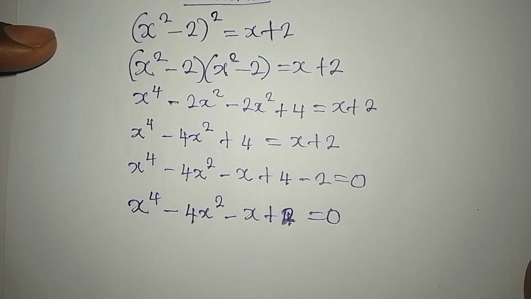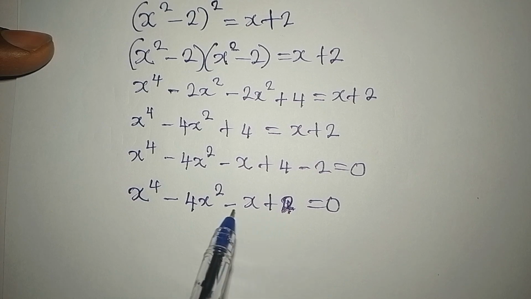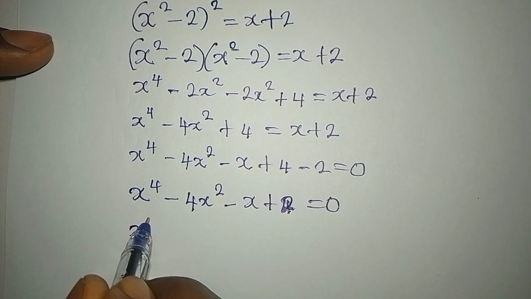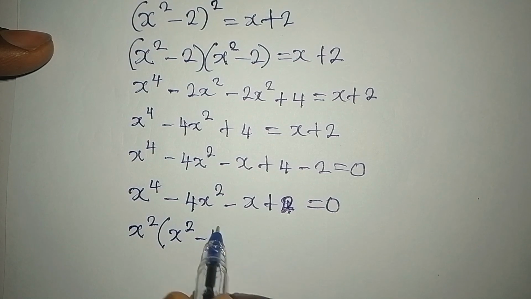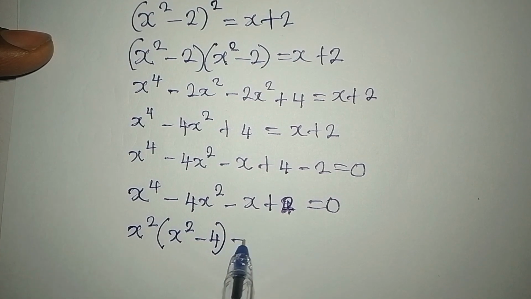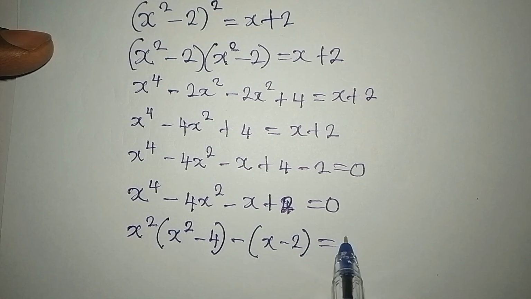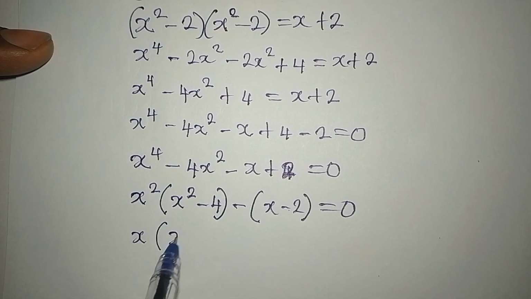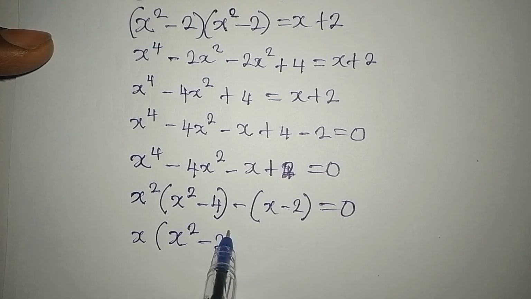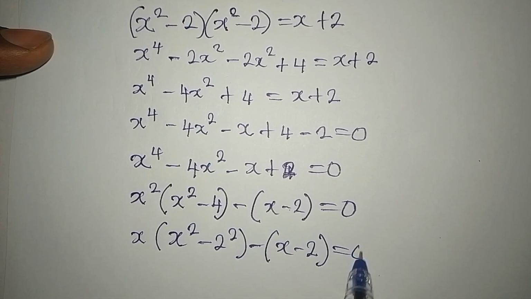Now, it looks like I can factorize already from here, and then we'll compare what we're going to have. X to the power of 2 is common to these two. Then I have x to the power of 2 minus 4. Now I write this, right? Minus, I want to open bracket, so I get x minus 2. Then we have this to be 0. If you open the bracket, negative will give positive. Now we have x squared into bracket x squared minus 2 squared, minus open bracket x minus 2, equals 0.